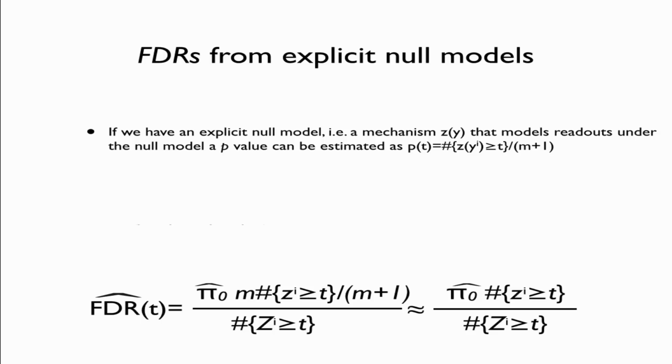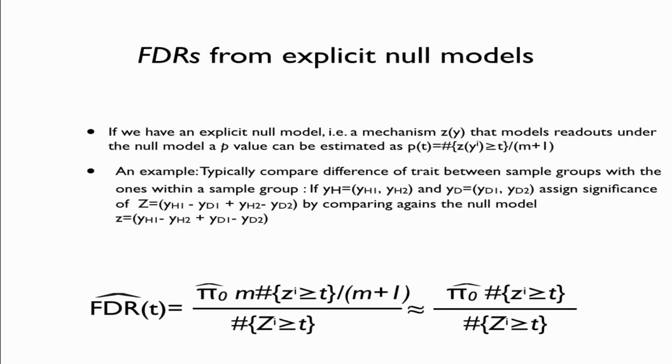This facilitates us now to calculate an approximation of the false discovery rate just by measuring the number of null statistics that go over a certain threshold, and we divide that by the number of actual statistics that go above the same threshold, times pi 0.